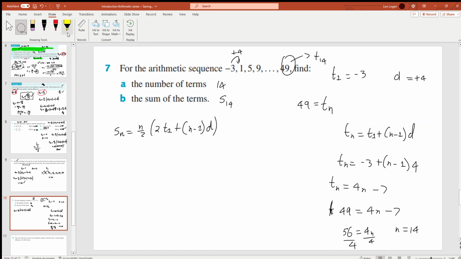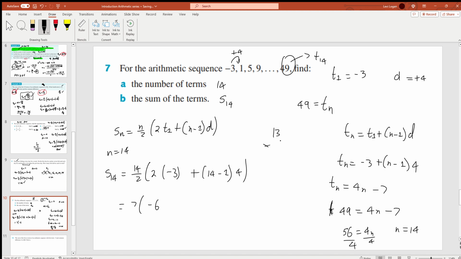So S, your index is 14. So S of 14 is 14 over 2, twice the first term, which is negative 3, plus 14 minus 1 times by 4. Okay. So 7 multiplied by negative 6. Here you're going to have 13 times by 4.